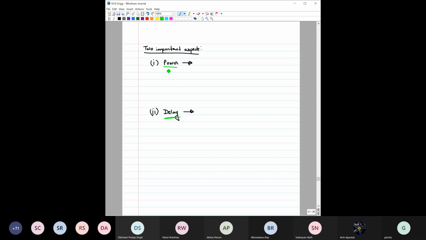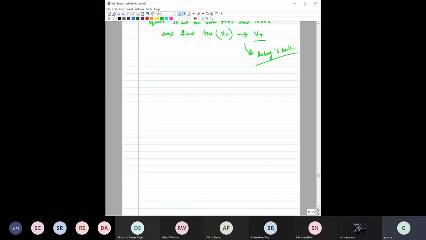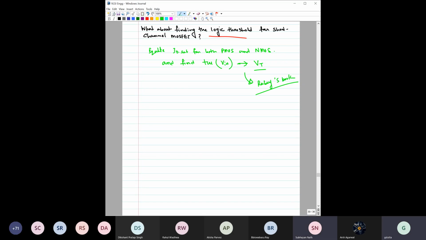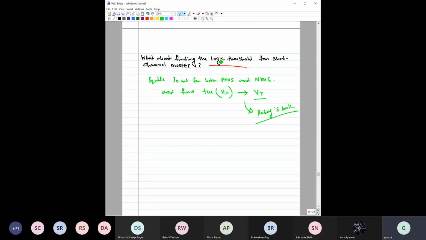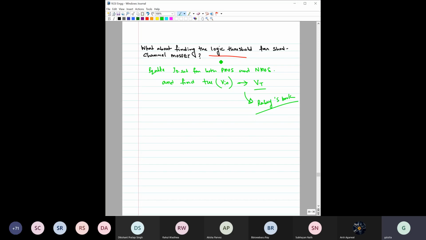Sir, one question: the VDsat for PMOS and NMOS are different, right? Yes. So we can keep it like this. For NMOS, we can write VDsat N, and for PMOS, we can put VDsat P. Yeah, they are different because one is for holes and the other is for electrons.